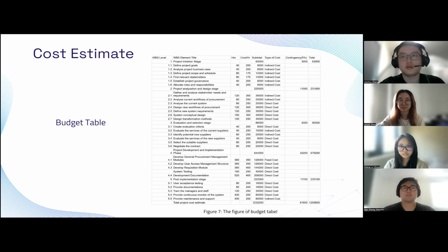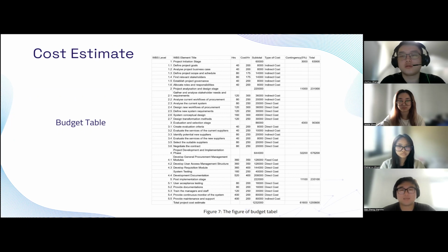Let's talk about the budget table. This table offers a clear breakdown of our cost estimation process. Firstly, our starting point is the WBS level and its associated WBS element title. This ensures every task or activity has a financial estimation. Secondly, HRS denotes anticipated hours for each task. Thirdly, cost per hour is the rate for each hour, typically indicative of wages or related cost.